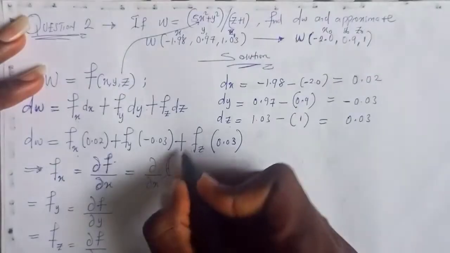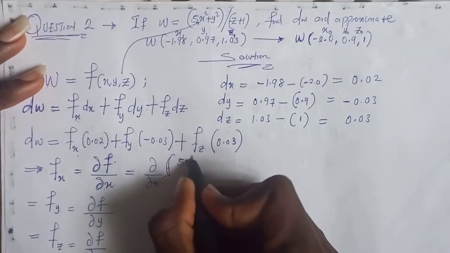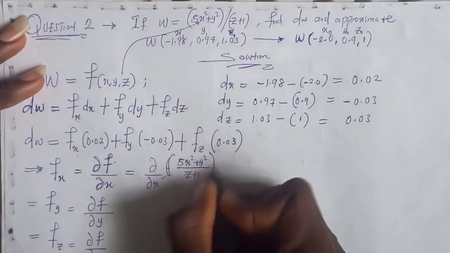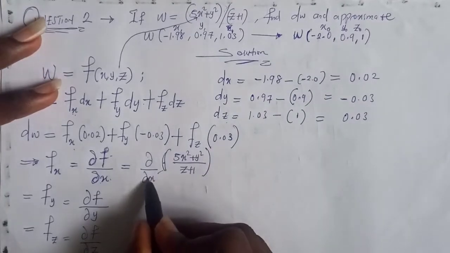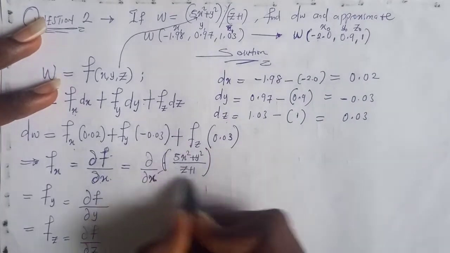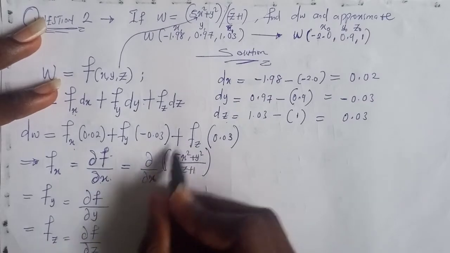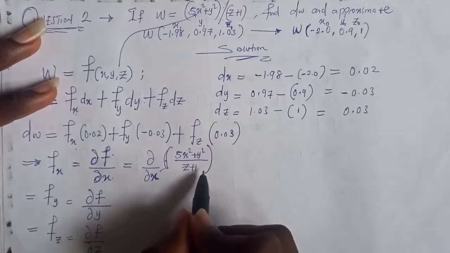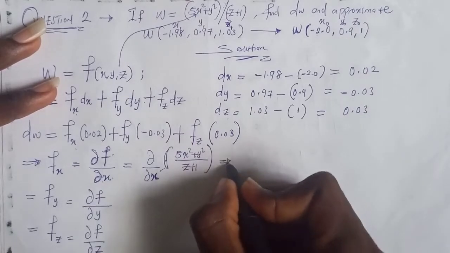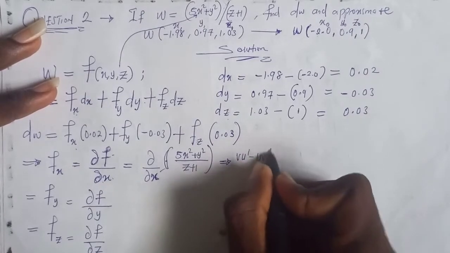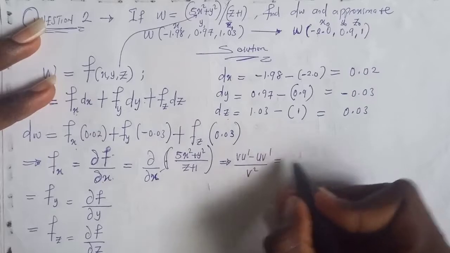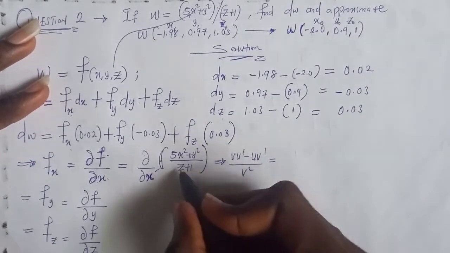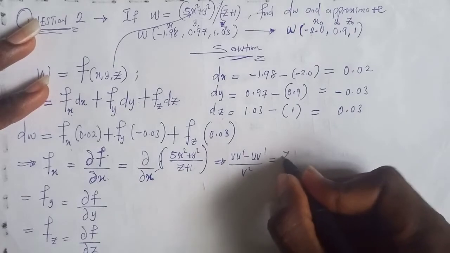And what is our f? Our f is 5x squared plus y squared over z plus 1. So if you want to differentiate this partially with respect to x, since you have a fraction here, you should know that the rule to apply should be the quotient rule. And the quotient rule implies that you have vu prime minus uv prime over v squared. So what is v? This is v, this is our u. The v I have here is just z plus 1.